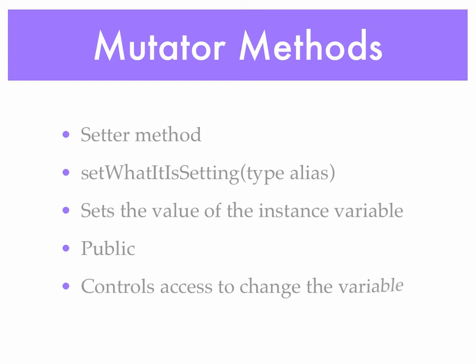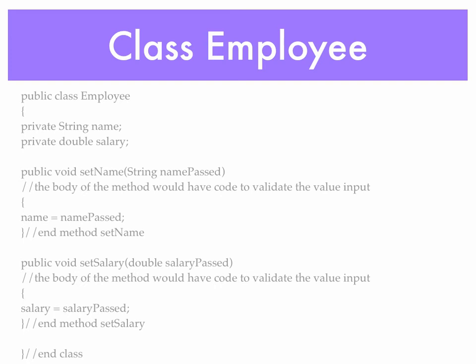They control that change. So here's our class Employee with two setter methods, setName and setSalary. Notice that both of these methods are public. Both are void. They're not returning anything back. They're setName and setSalary following our convention. And both expect a value to be passed in. In setName, we expect a String. In setSalary, a double. And within each one of these methods, the value passed in is stored into the instance variable space.